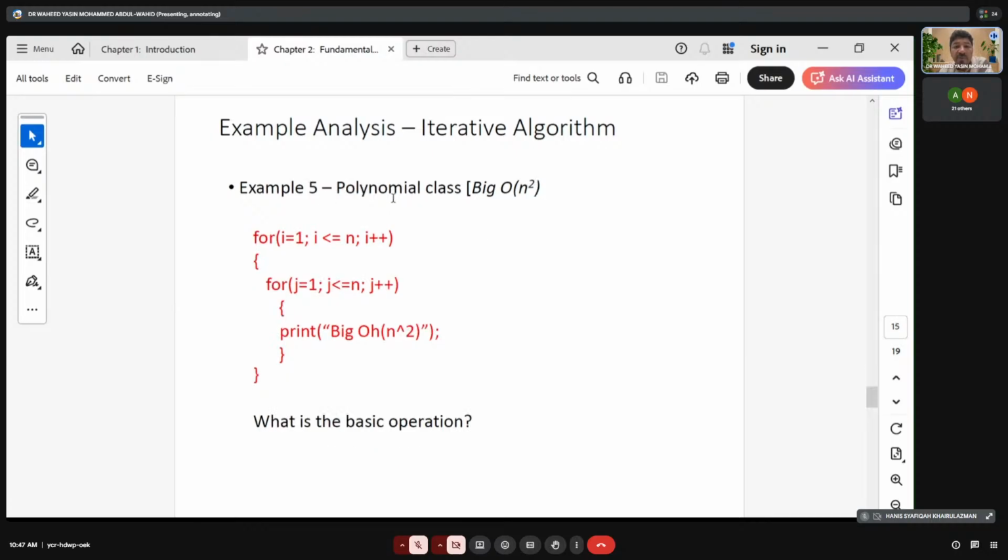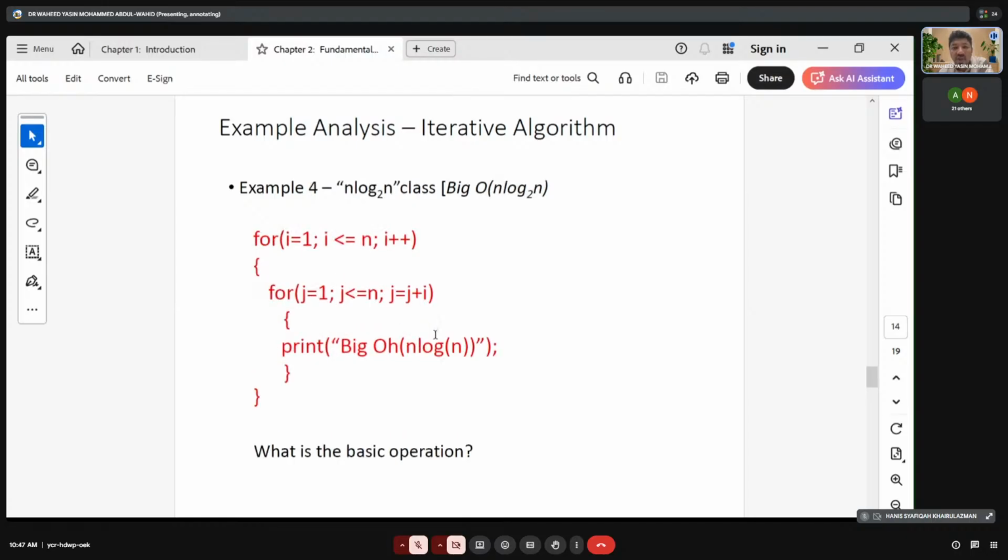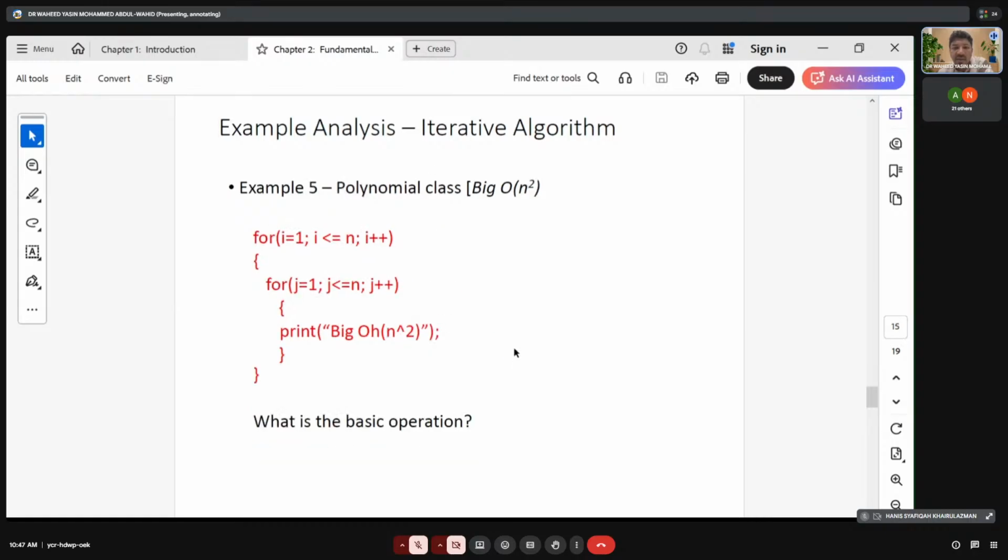Example 5, a polynomial class, big O of n squared. Here we have i equal 1 to n, i plus plus. This is for things like bubble sort. j equal 1, j less than or equal n, j plus plus, print, big O. Here we have n squared. So here this one is different. That's why we have n log n, but here we have j plus plus, that's why we have n squared.